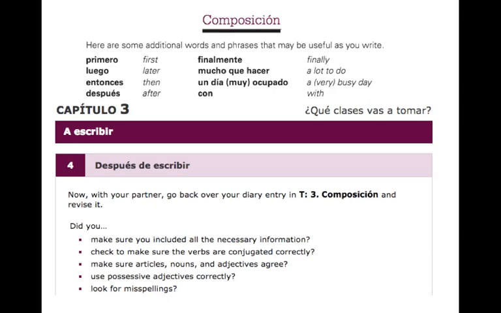Try to include some possessive adjectives. Estudio porque para mi clase, mis clases, etc. So think about everything that's gone on in the module and try to include as much as you can. Check to make sure the verbs are conjugated correctly. Make sure the articles, el, la, los, las, the nouns, adjectives agree. They're plural where they need to be, masculine or feminine, etc. Use your possessive adjectives correctly, and please check for misspellings. Make sure that things are spelled correctly.